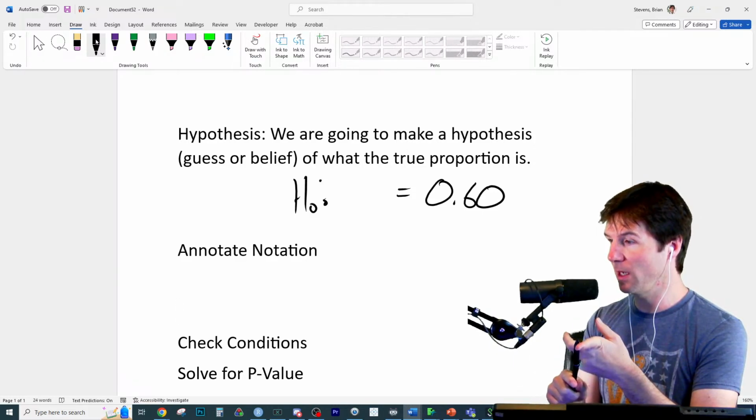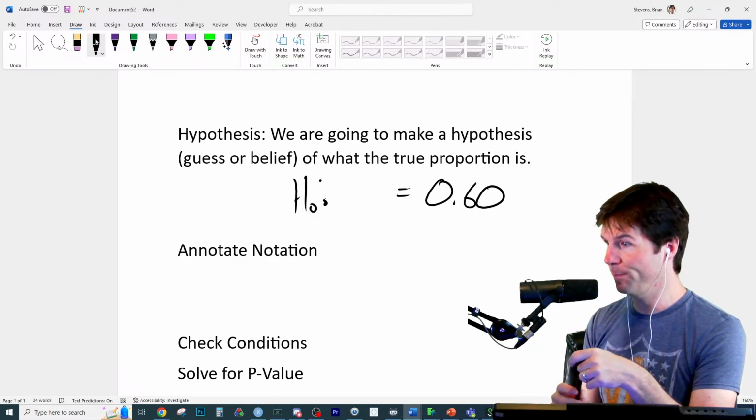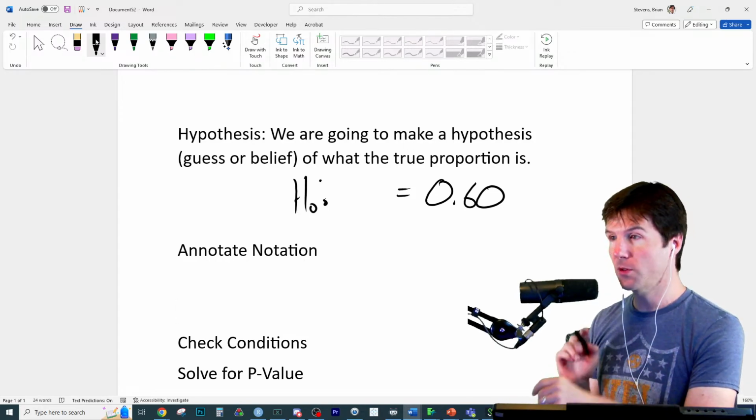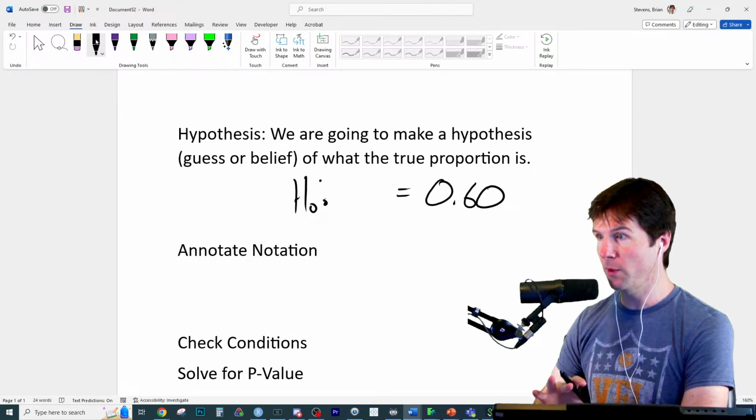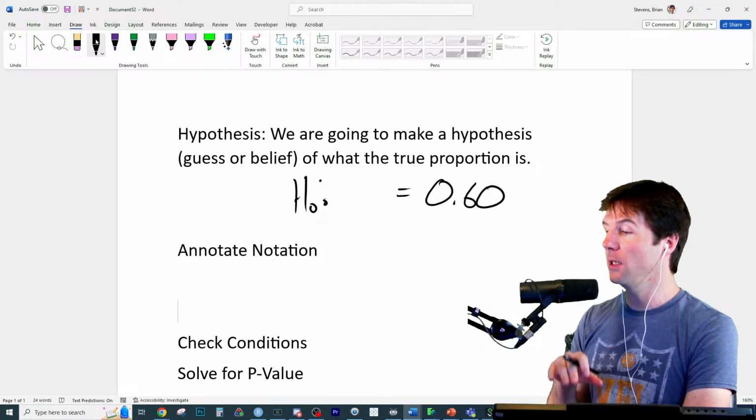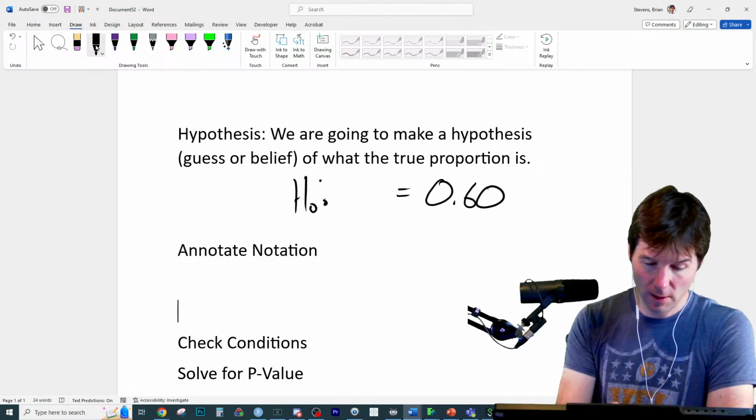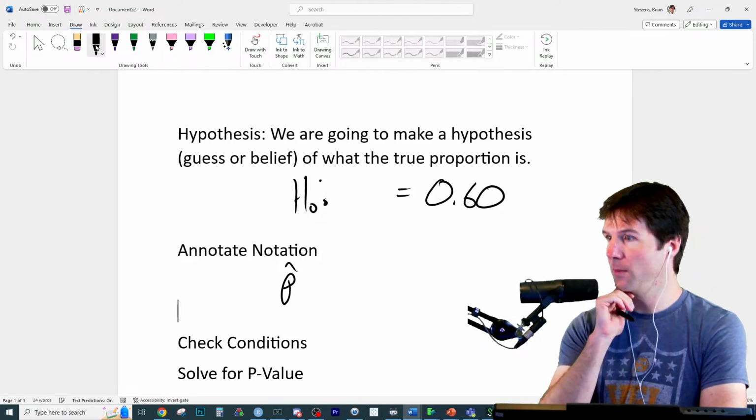Y bar is sample mean. So it's a proportion. What kind of proportion? Well, so p hat comes from where? And this is why I'm reviewing all this, because p hat is from a where. P hat means what?